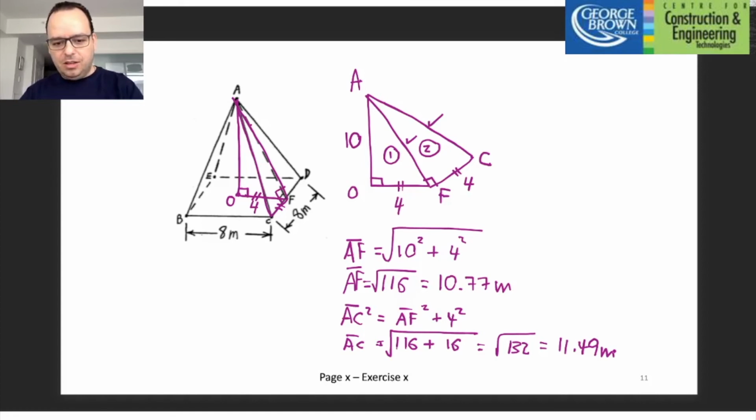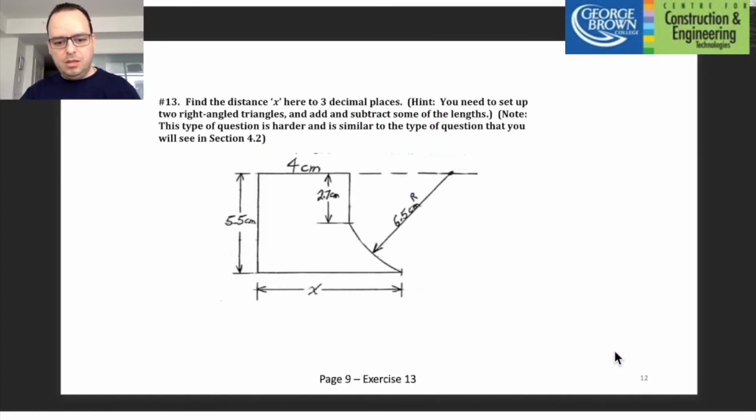Let's take a look at one more example. This is page 9, exercise 13. And it's an interesting figure. We have what looks like some type of a wedge shape here, but really what it has is an arc of a circle, and that's the key to this question. That's part of a circle.